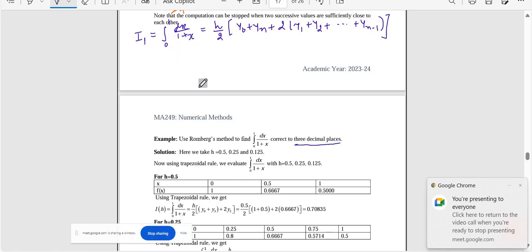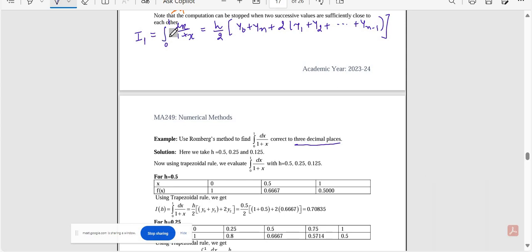So for I1, here I am taking h. The limit of this integration is 0 to 1. I am taking n is equal to 2 first. Sorry, n is equal to 2. That gives me h is equal to 0.5. Yes or no?